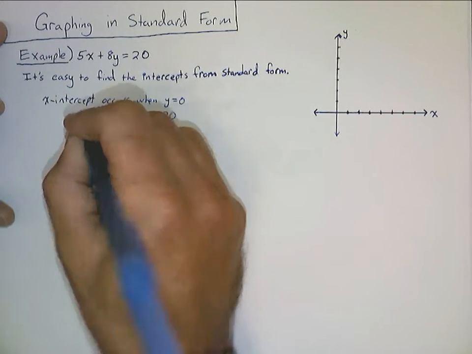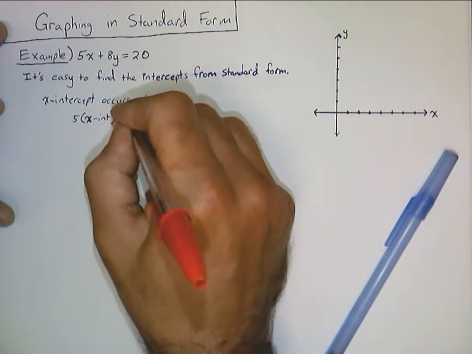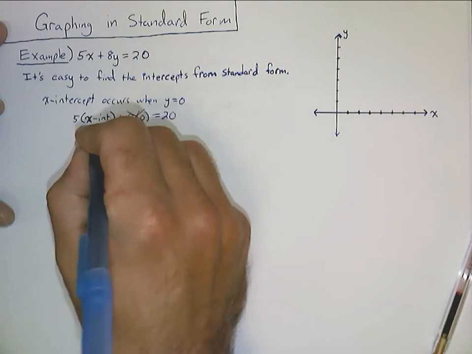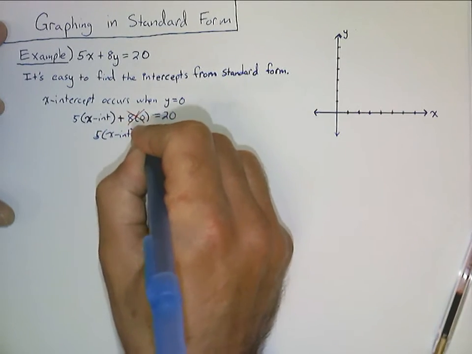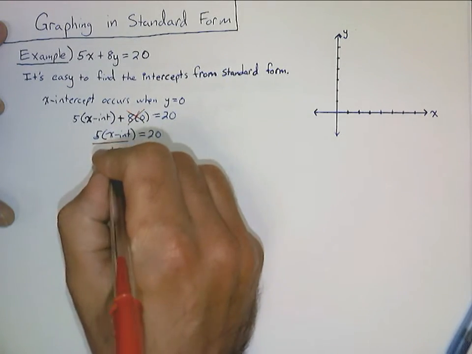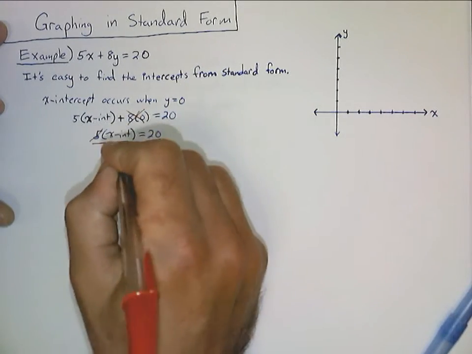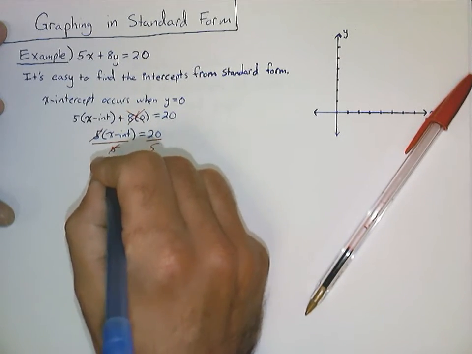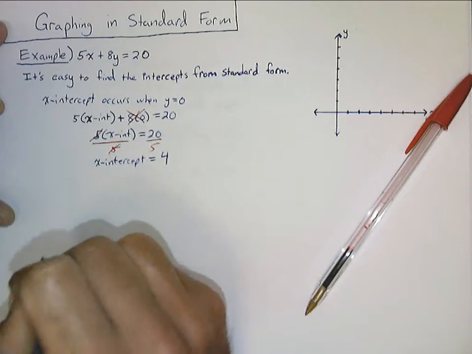Now all we have to do is solve for the x-intercept. Of course, 8 times 0 is 0, so that thing just goes away. So we have 5 times the x-intercept of the line has to equal 20. And of course, we'll just solve for that by dividing both sides by 5, because then 5 will cancel. And then, really easy, the x-intercept of our line has to be 20 divided by 5, which is, of course, 4.